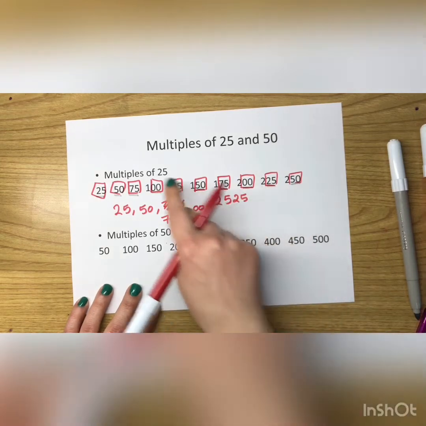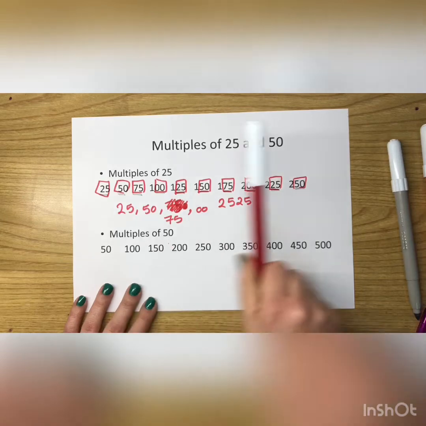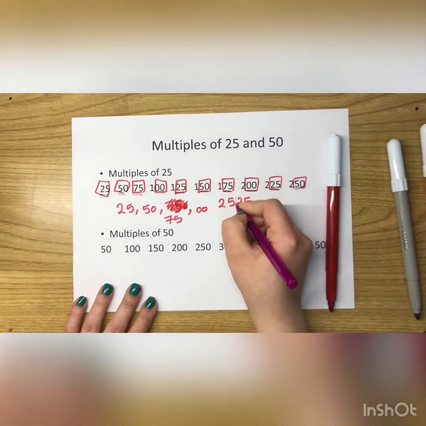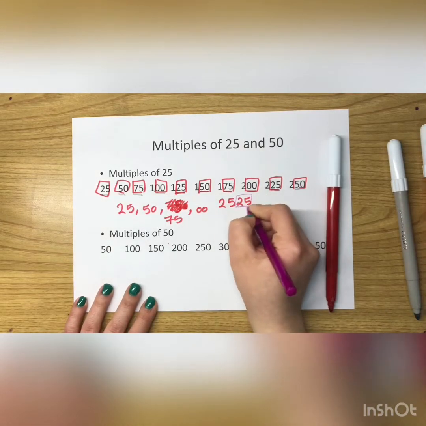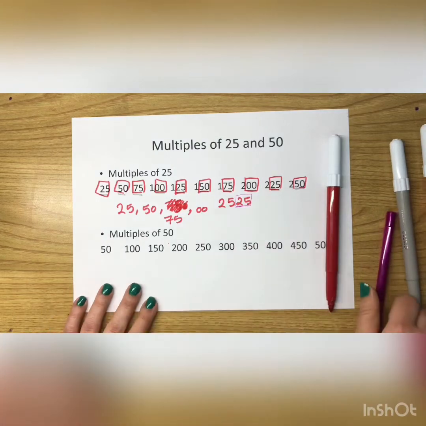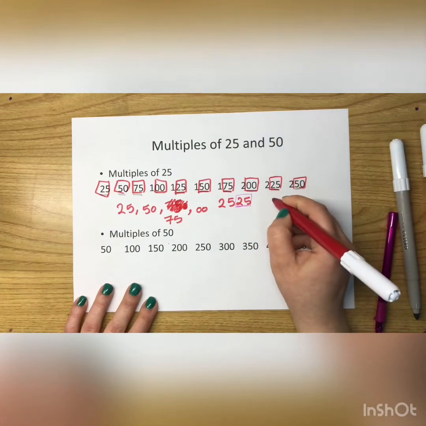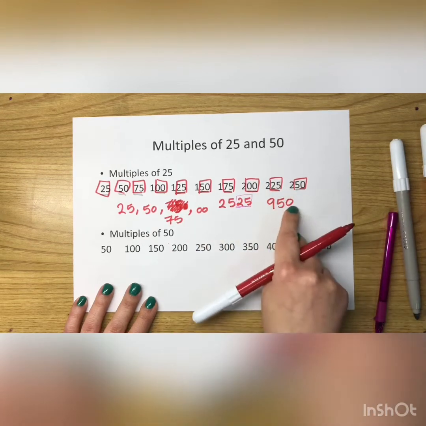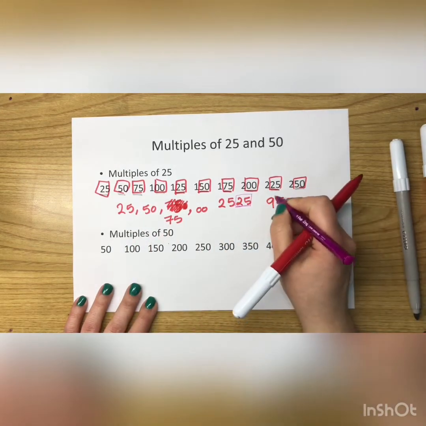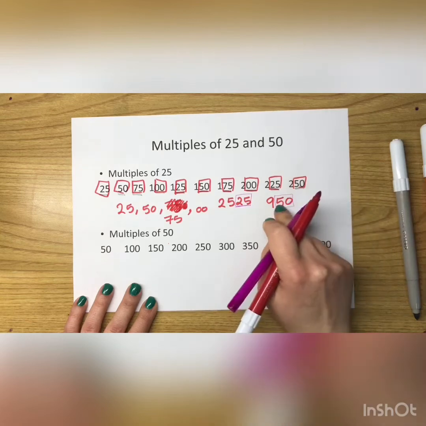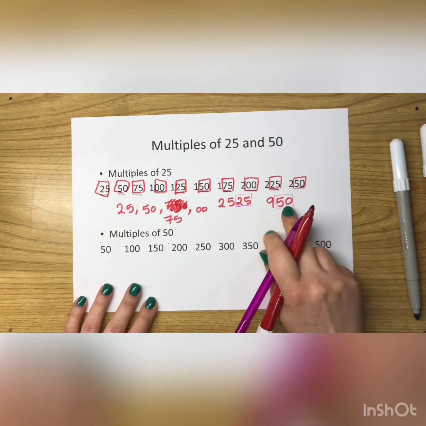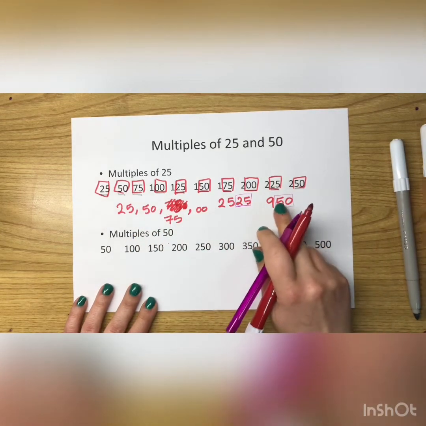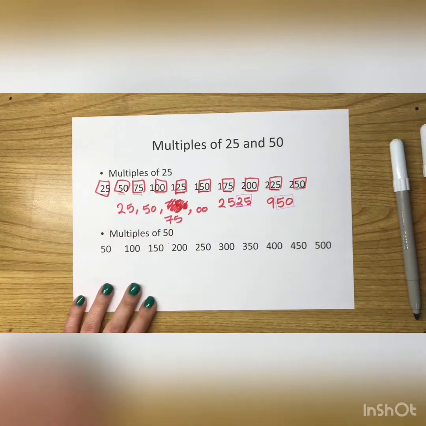An example: 2525 is a multiple of 25. Why? Because in the ones and the tens place, it has 25. Another example, 950. If you look at the ones and the tens digits, you have 50. 50 is one of the clues that tells us it's a multiple of 25. Okay?